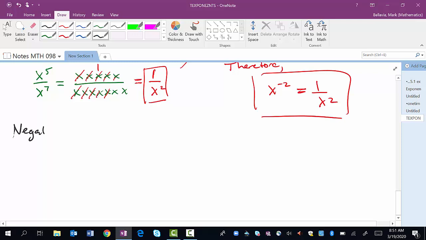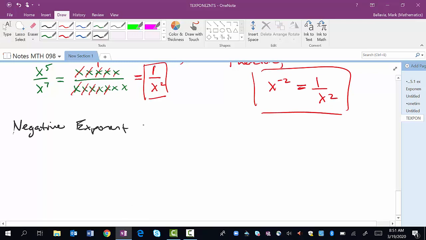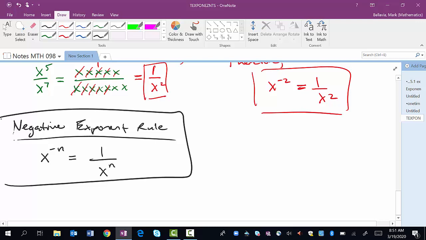So the negative exponent rule tells us if we have x to the negative n power, so if you have a negative exponent on your base, you can rewrite that as 1 over, and then move the base to the denominator, and then you make the exponent a positive value. That's really what happened here. X to the negative 2 is equal to 1 over x to the positive 2. So our negative exponent rule really gives us a way of writing our answers only in positive exponents.